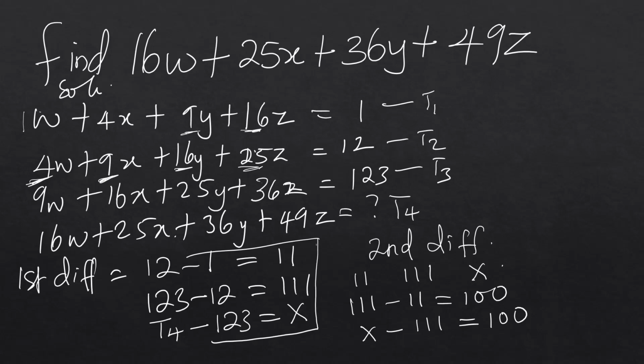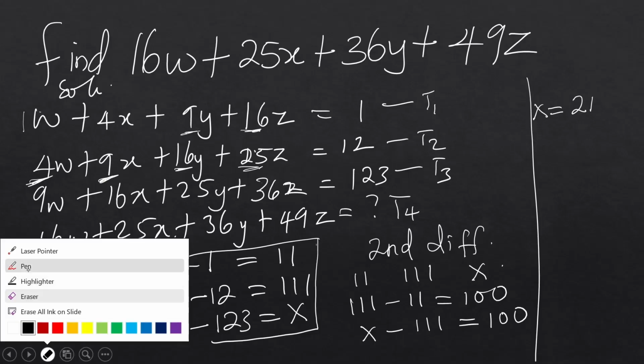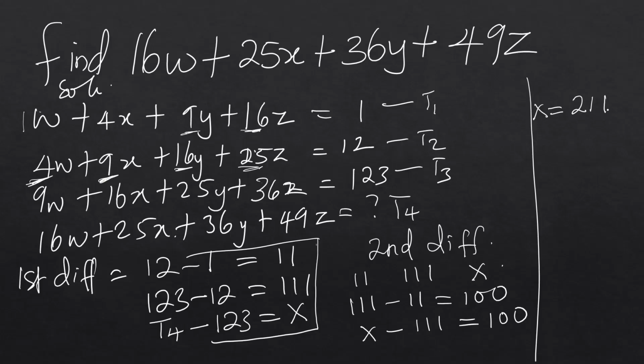Therefore, x is equal to 100 plus 111, which gives me 211. Sorry, it's 211, not 210. So 211 is the value of x.